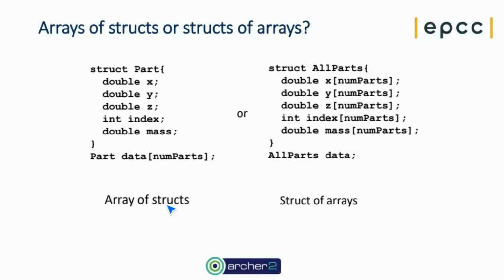The other way you could do it is the other way around. You can have a single data structure which contains arrays of all the different bits. So that's the structure of arrays option. So you basically have this choice about how you lay out your data. The question is, which is best? And the answer is, well, it depends. It depends very much on the memory access patterns that your code is going to make.